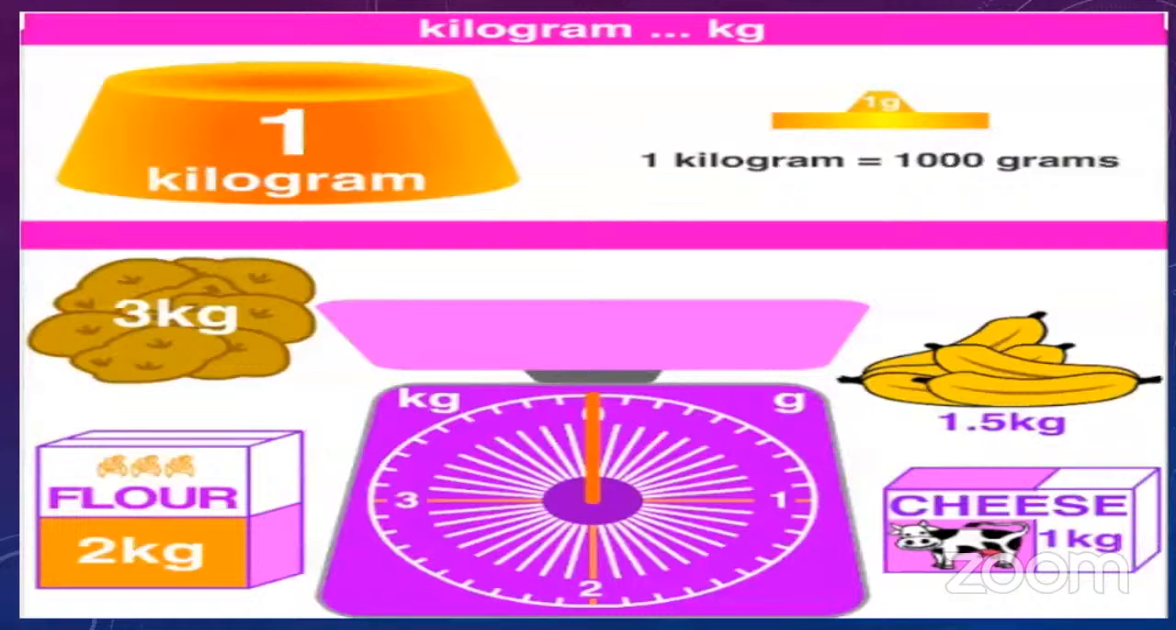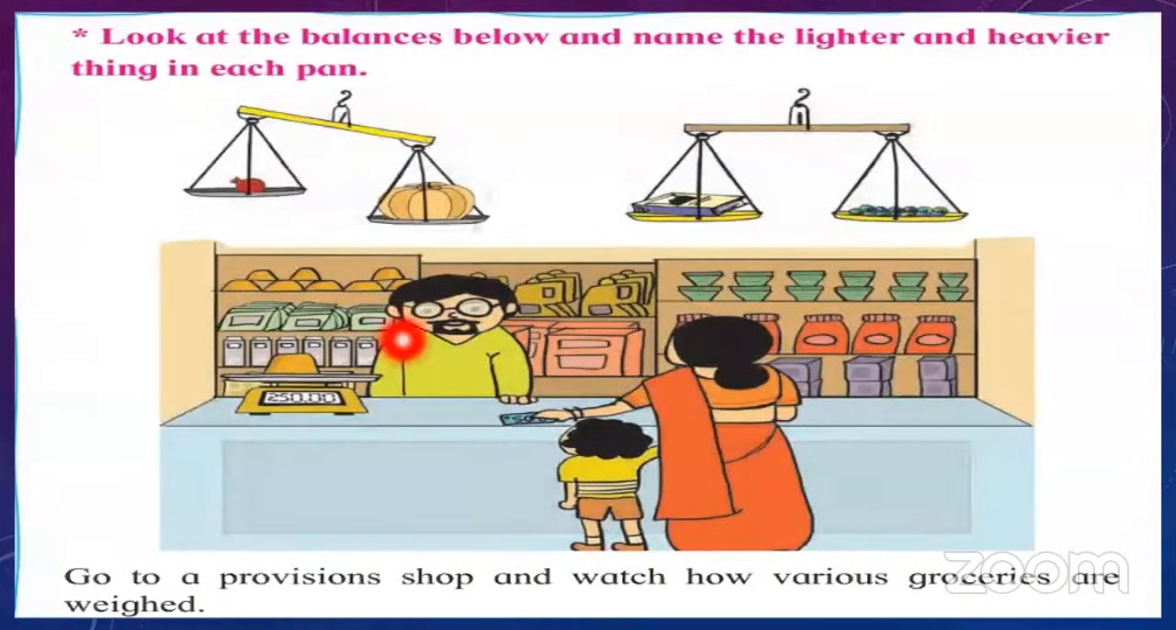Okay, children. Now look at here. You can see in your textbook page number 61. There is given: look at the balances below and name the lighter and heavier thing in each pan. Here are 2 balance scales, and you can see the first one. Here is the pumpkin, and here is also one fruit, the pomegranate. So children, which one is heavier? The pumpkin is heavier. Now here you can see in this pan some toffees, and here is one book. Which one is heavier and which one is lighter? Both have equal weights. The weight of these toffees and the book is equal, isn't it?